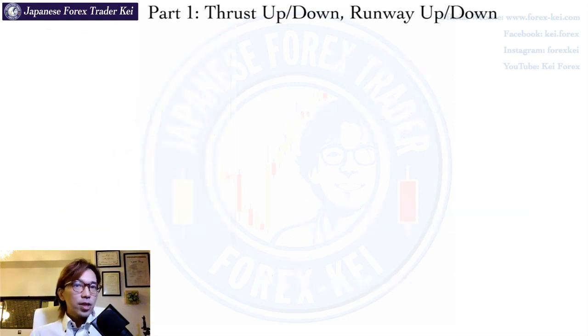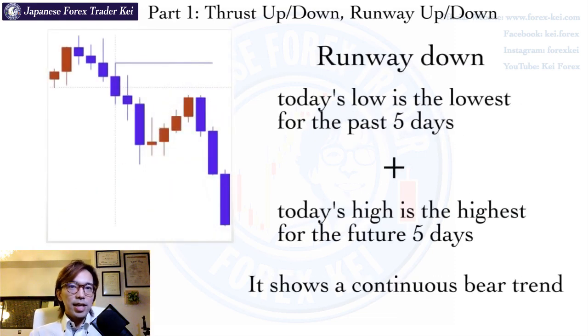And the reversed version is called runway down. As you can imagine, runway down means when today's low is lower than the previous low for the past 5 days, or the past 5 candles, and when today's high is lower than the future 5 days' high. That's when you call it runway down, and it's an indication of a continuous downtrend.